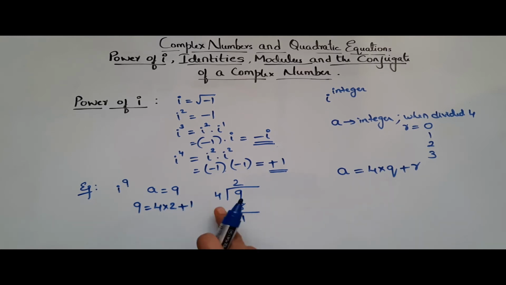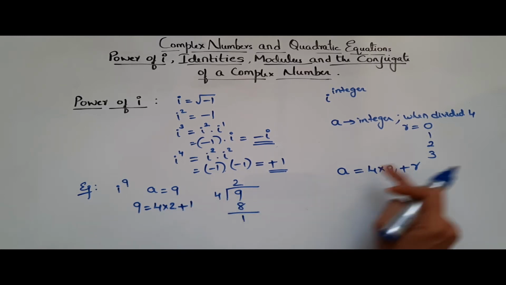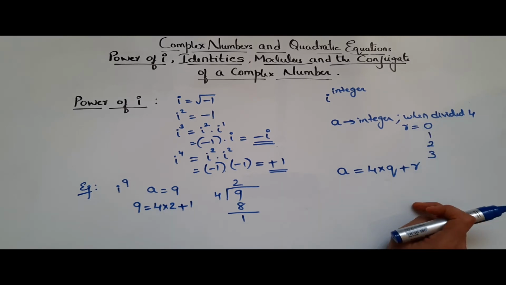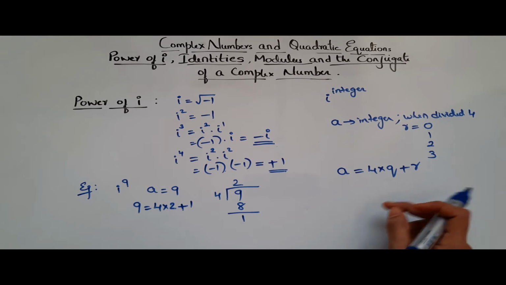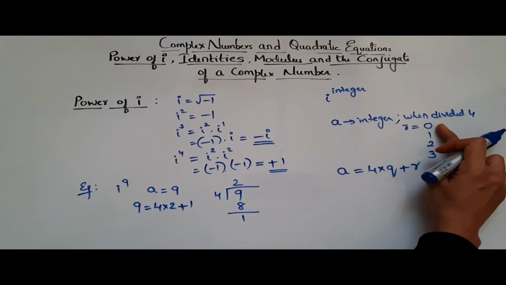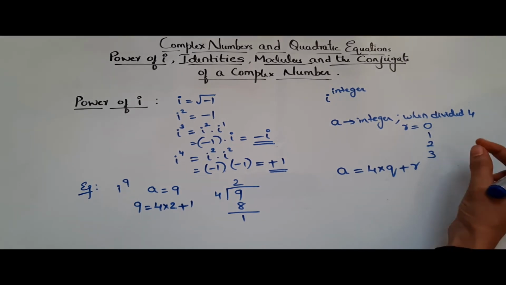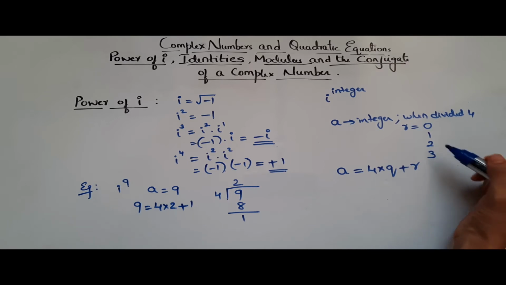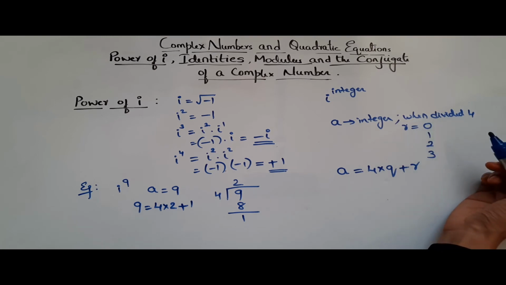So when you divide by 4, what are the chances of getting remainders? Only 0, 1, 2, 3. Only these 4 chances are there, right? When the number is completely divisible by 4, then the remainder is 0. If it is 1 more than the completely divisible number, then the remainder will be 1. If it is 2 more, then the remainder will be 2. If that number is 3 more than a number completely divisible by 4, then that remainder will be 3.